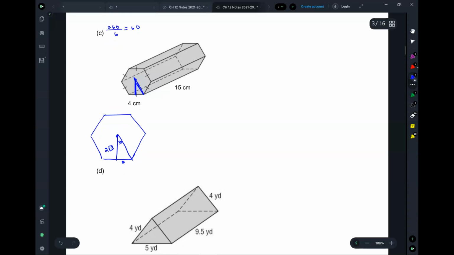All right, so the base area is the apothem times the perimeter. How much is the perimeter? 24. All over 2. And this is equal to 24 root 3.